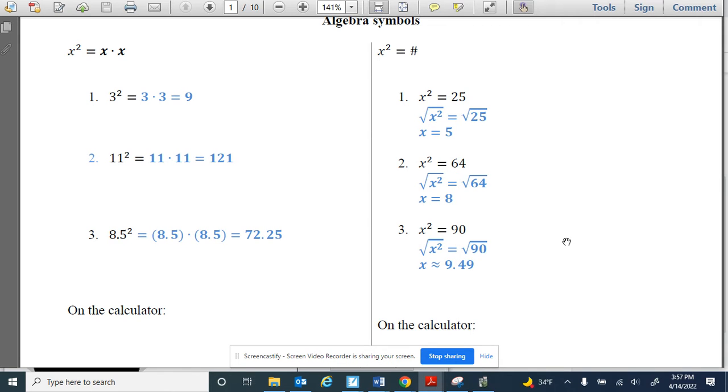And then the opposite of squaring is the square root. So here we have x squared equals 25. So we're asking what number multiplied by itself equals 25. Well, 5 times 5 I know is 25. But if you can't think about that in your head, what you can do is take the square root of both sides. So the square root of x squared takes us to x, and the square root of 25 would be 5. And so we end up with x equals 5.